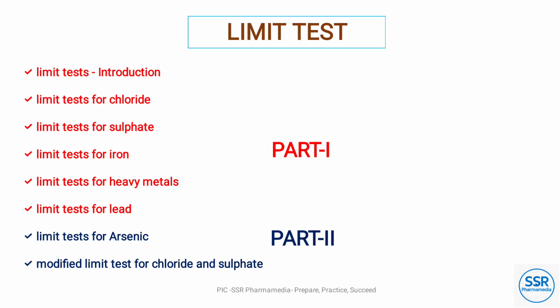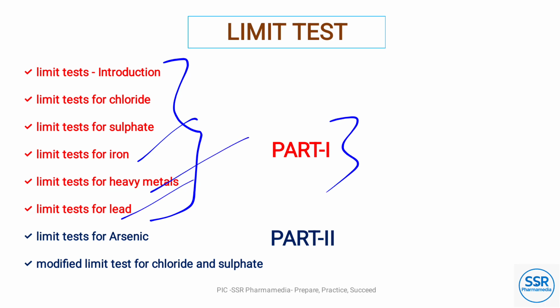In limit test, we have already discussed the limit test introduction, limit test for chloride, limit test for sulfate, limit test for iron, limit test for heavy metal, and limit test for lead in part 1, in the previous video. Today, we are going to discuss part 2: limit test for arsenic, and modified limit test for chloride and sulfate.